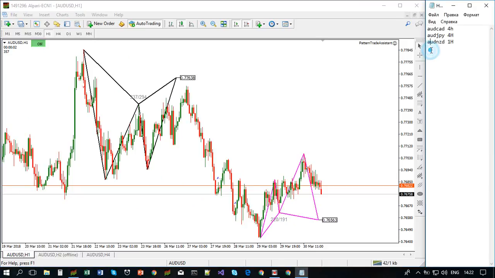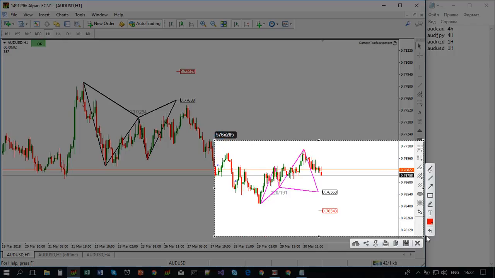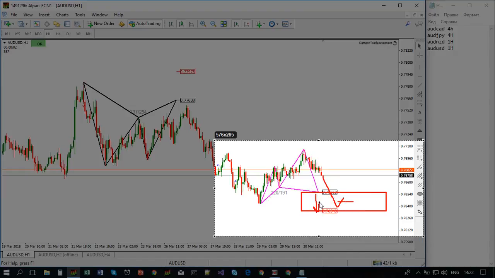Aussie dollar, 1 hour Cypher, my favorite pattern. AUD/USD, 1 hour Cypher, the same stuff. So you simply wait for price to enter into this territory and just look at the bounce somewhere within this area from here to here. And if it crosses straight through, then you just don't have any trades.